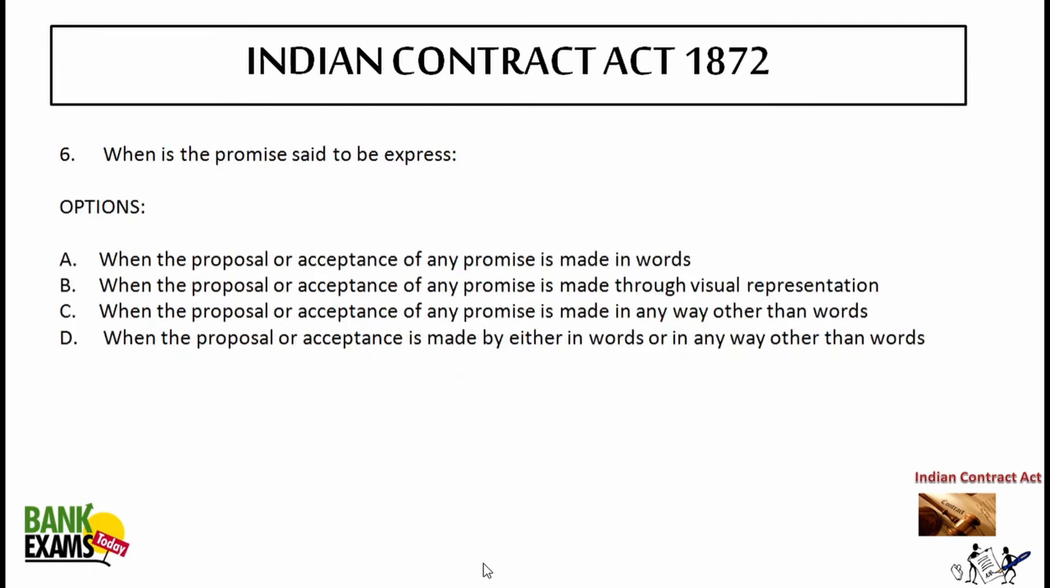When is the promise said to be expressed? Options: option A, when the proposal or acceptance of any promise is made in words. Option B, when the proposal or acceptance of any promise is made through visual representation. Option C, when the proposal or acceptance of any promise is made in any way other than words. Or option D, when the proposal or acceptance is made either in words or in any way other than words. So, the question says, when is the promise said to be expressed? The answer is option A, when the proposal or acceptance of any promise is made in words.